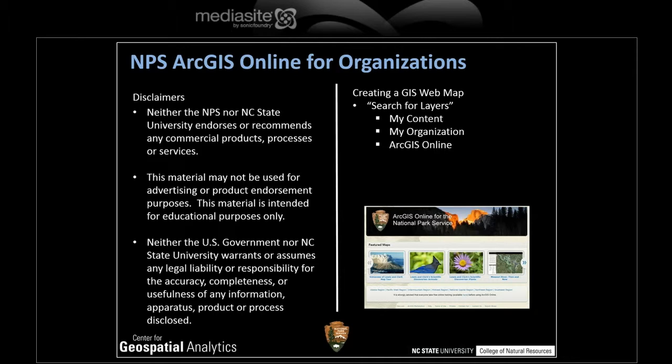I am going to talk with you about creating a GIS web map in your National Park Service ArcGIS Online for Organizations account by searching for existing layers. And these layers are available through your content. There are some available through the Park Service organization. And finally, how to add web mapping layers from other ArcGIS Online content so that you can browse and discover some new data layers.